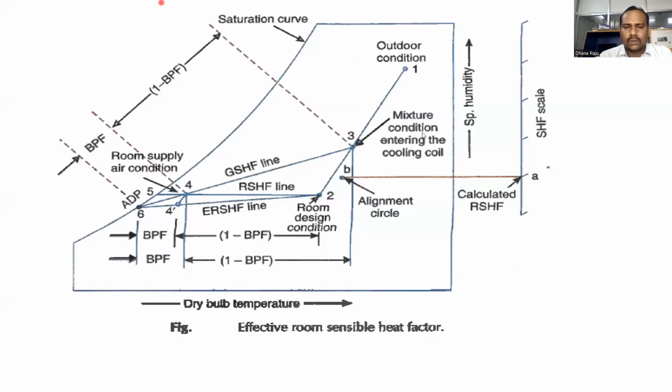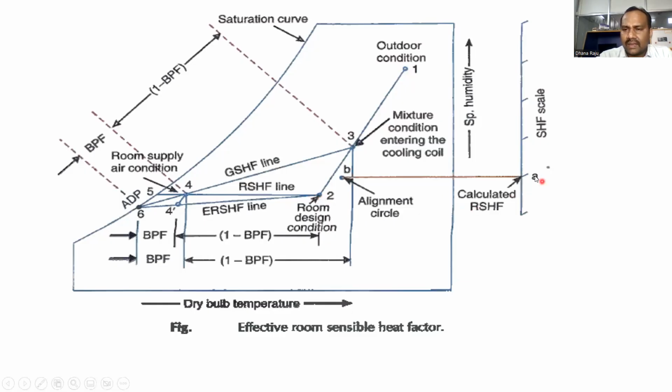Okay. So in the given problem, we need to locate 1 as per the given data as outdoor conditions. 1 is called outdoor conditions. You need to locate it here. Then 2 is also given. So outdoor conditions are given in the problem, and indoor conditions are given in the problem. Locate 1 and 2. That is the first step, right?